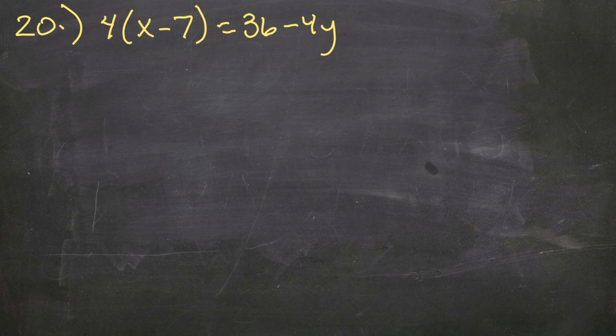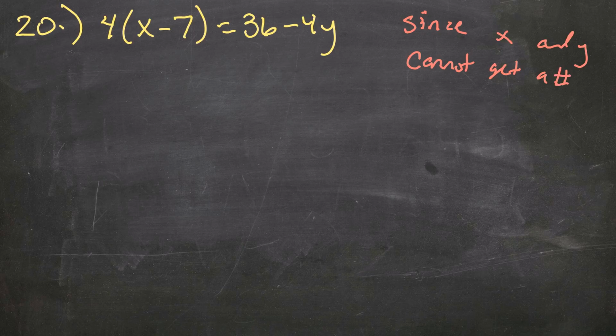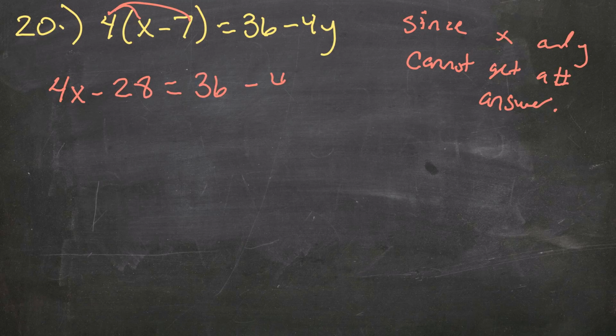I'm not going to do all of 20, but I will talk about 20. Since you have x and y in the problem, you cannot get a number answer. You can only get one of those variables by itself. No matter what you do, you still have to distribute first. So the first thing I'm going to do is I'm going to get 4x minus 28 equals 36 minus 4y.